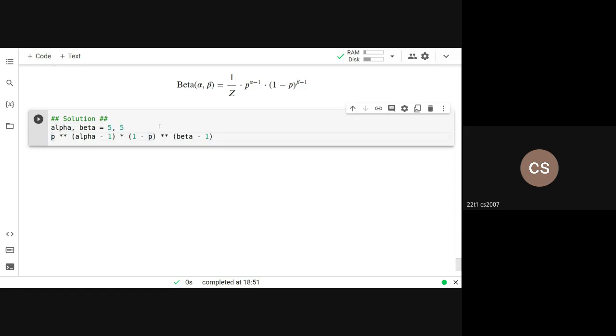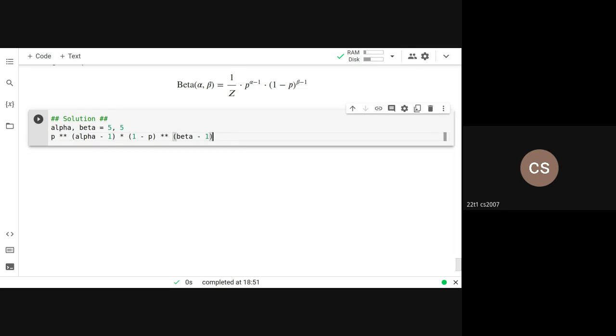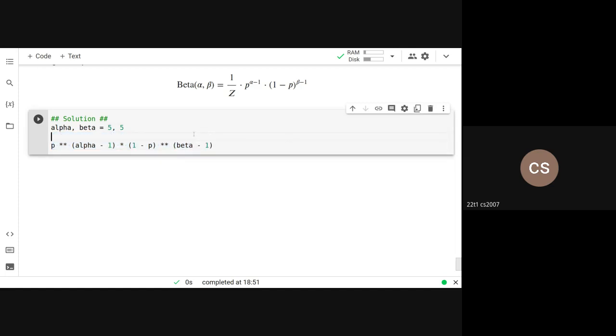So what is the support for this distribution? Do you remember what support is from stats 2 days? 0 to 1. Right. So the support is 0 to 1, so that is where the distribution is active for us. So in NumPy, if you want to plot something, you need to specify the values on the x-axis and the values on the y-axis. What we have specified here is the values on the y-axis. So we need values on the x-axis, which is what p should be.